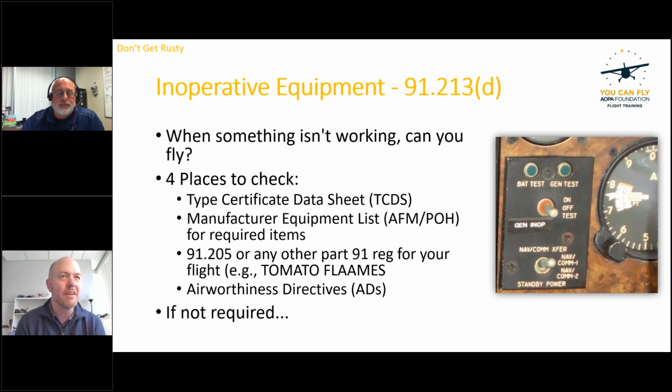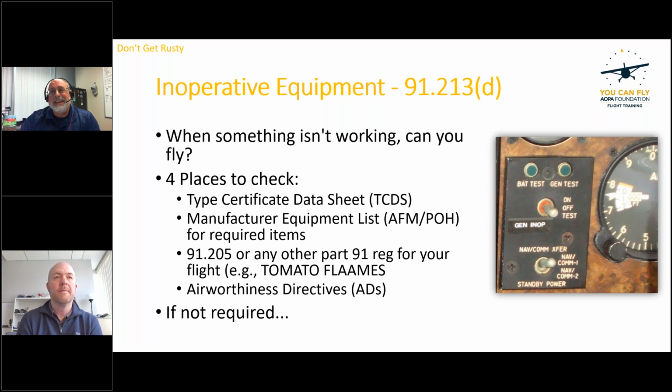We did a 4-part series webinar last year on airworthiness documents, and it was really in depth. I'd encourage you to take a look at it. There's a link in the notes, but we go through and look at all these different things to determine, how can you determine the airworthiness of your aircraft? And it's very useful both as a renter and as an owner. To go through and understand where all this information is coming from, type certificate data sheet, the equipment list, all the stuff that's listed in regulation 91.205, which we all know, tomato flames and all the rest of those that are part of that.